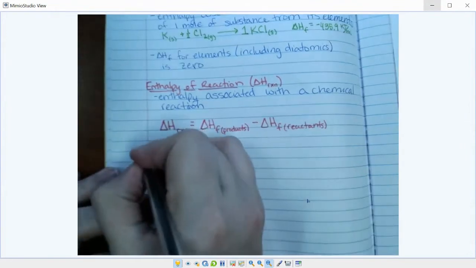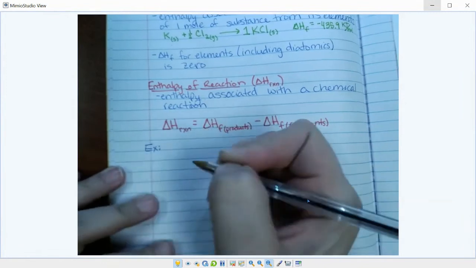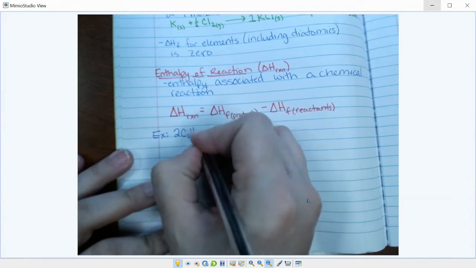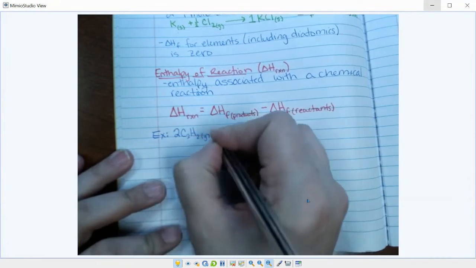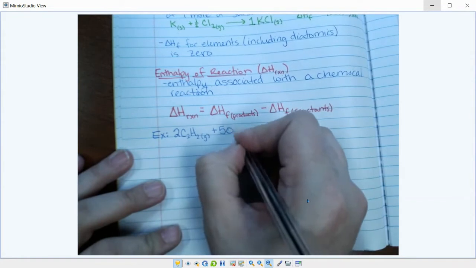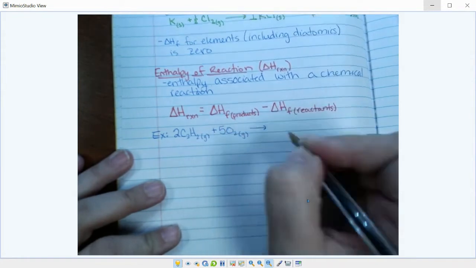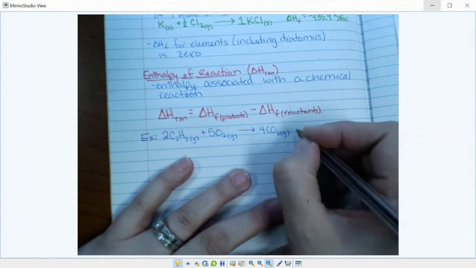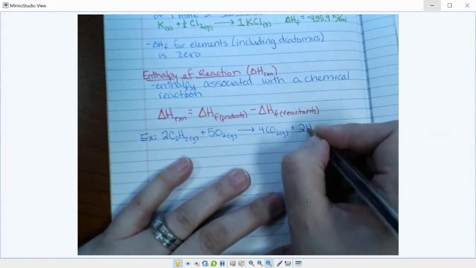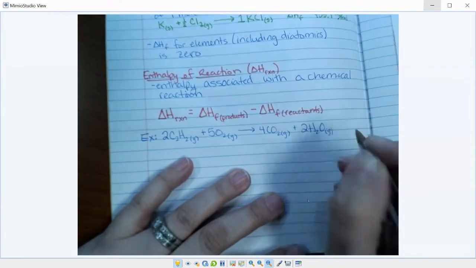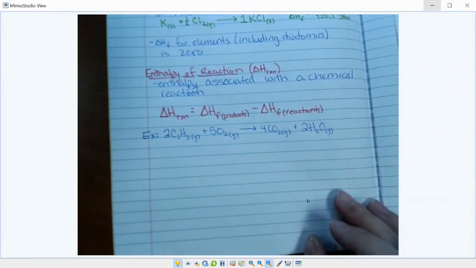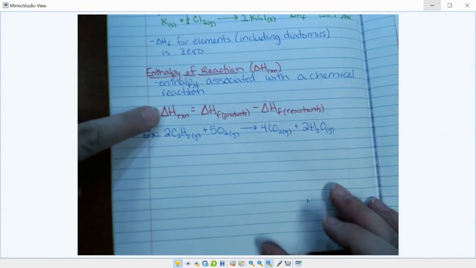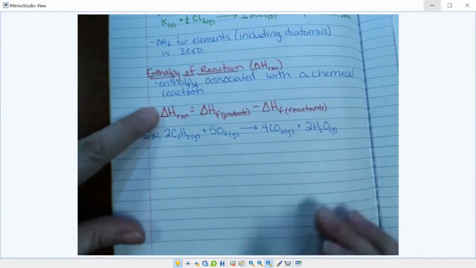So the example I have for us is if I have this reaction, 2C2H2 in the gas state, reacting with 5O2, also in the gas state, producing 4CO2 in the gas state, and 2H2O, also in the gas state. And I want us to figure out what is the enthalpy of the reaction. What is delta H of this reaction?